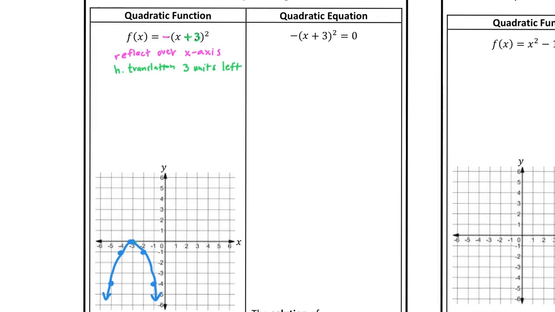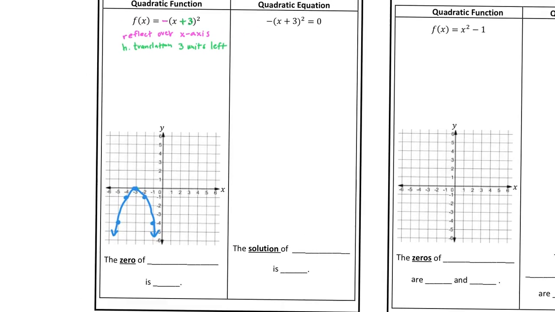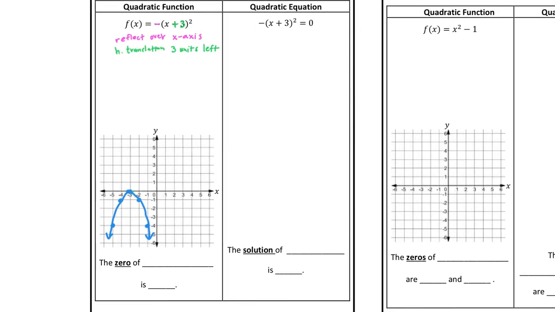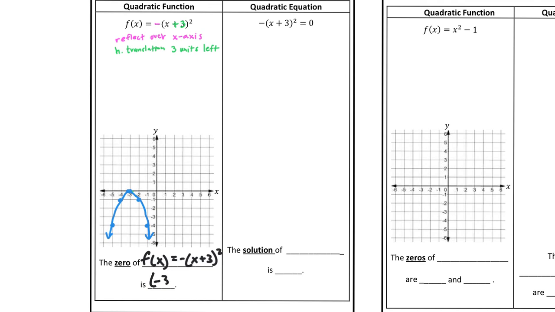Right, so that means that the function that it's referring to at the bottom here, it says the zero of, and so there we're just going to copy the function is negative x plus 3 squared. The x-intercept happens at negative 3, 0, or you could say x equals negative 3.